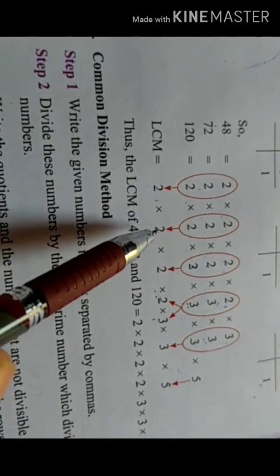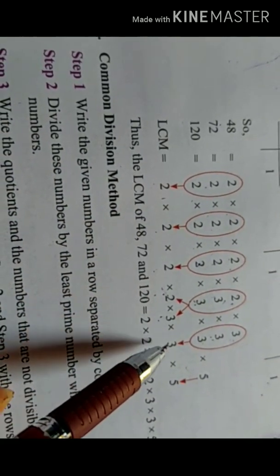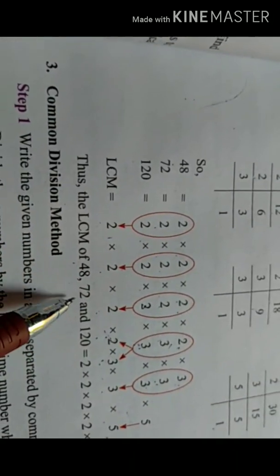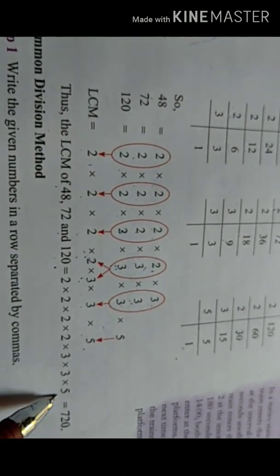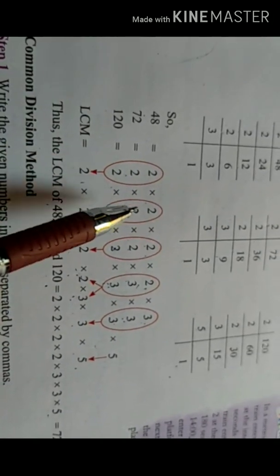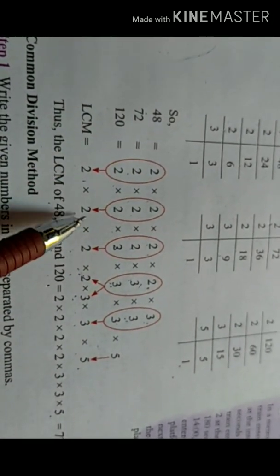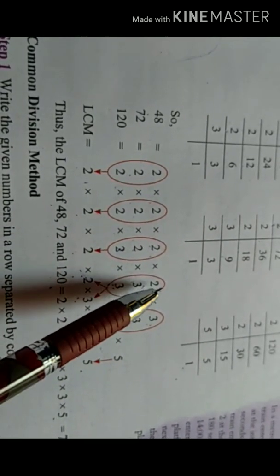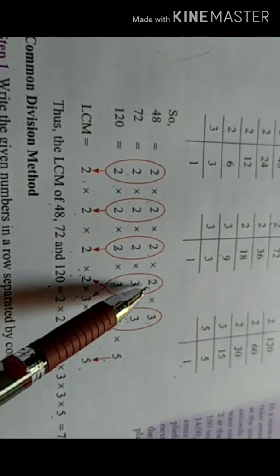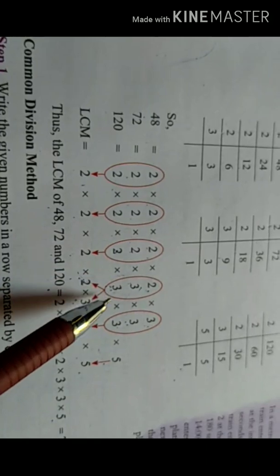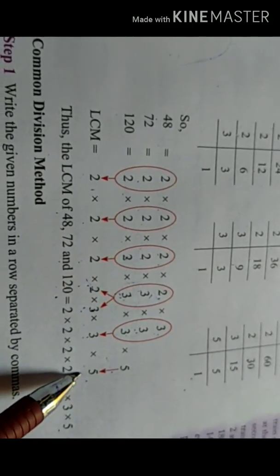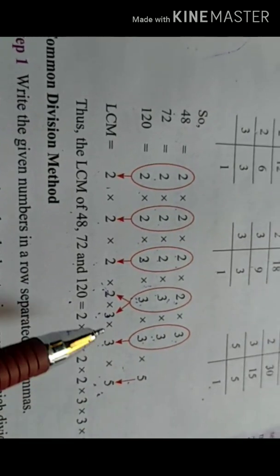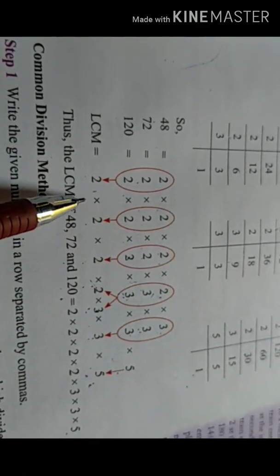Then you will find the product of 2 into 2 into 2 into 2 into 3 into 3 into 5. In this way the LCM of 48, 72 and 120 will be 720. The common factors are 2 into 2 into 2, then into 3, and the non-common factor is 5. In this way you will find the LCM by finding the prime factorization. Let's take one question here.